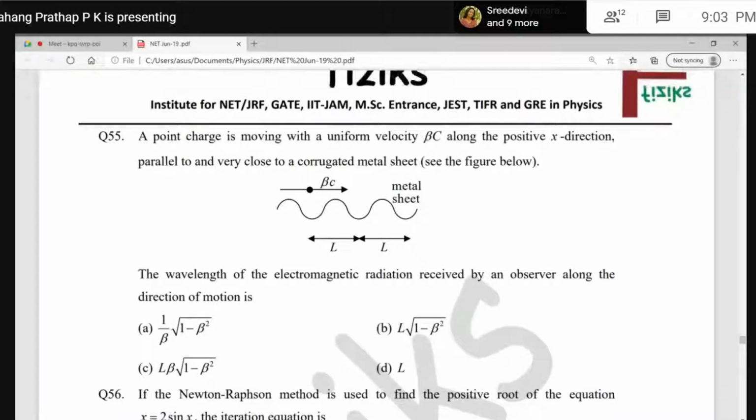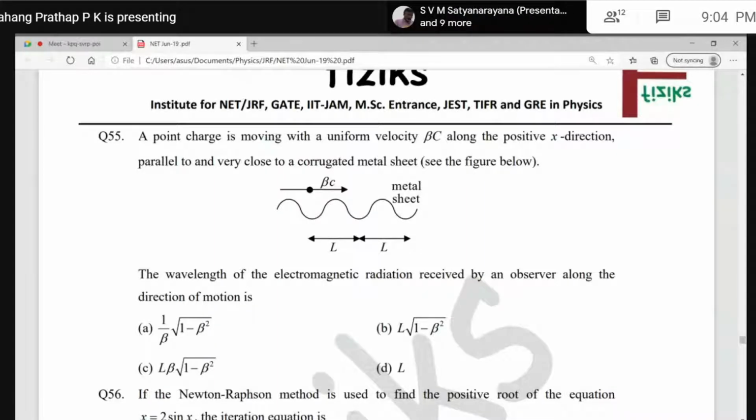So what is the significance of that corrugated metal sheet? I think the corrugated metal sheet is supposed to... see, it is just moving with the uniform velocity, beta c in the x direction. If something is moving with uniform velocity, then it will not emit radiation. It should have some acceleration.